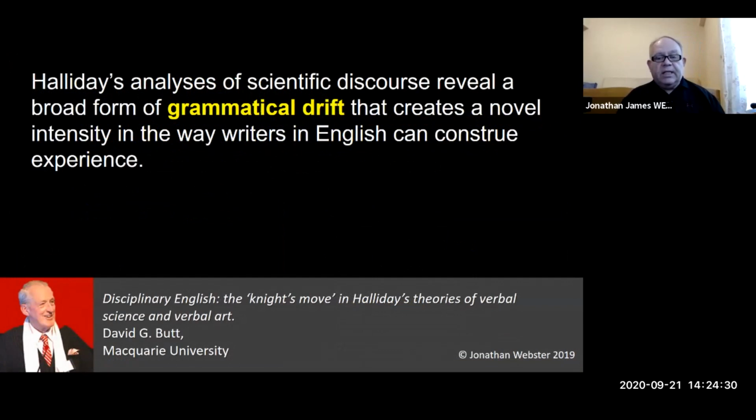Halliday's analyses of scientific discourse reveal a broad form of grammatical drift that creates a novel intensity in the way writers in English can construe experience. Now, I want you to understand what he's saying there. What Halliday's done, looking at the language of science, is find a drift. There's a new, novel intensity. Novel means new. Intensity, it's repeated a lot. It's turning everything into nouns. And the language has sort of drifted in this direction.